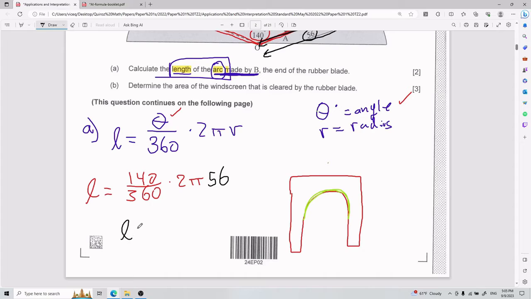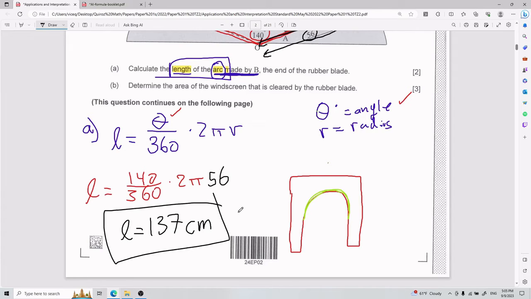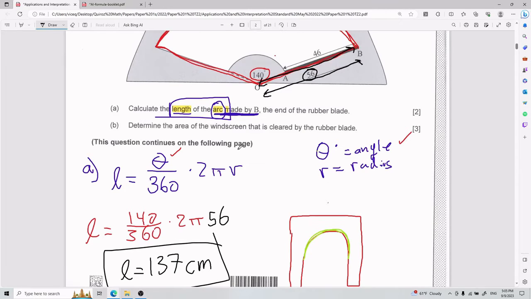If you plug it into your calculator, trust me, you end up with your length being equal to 137. Don't forget your units, centimeters. I'm just going to leave it like that. See, 137 centimeters. So that is for part A.